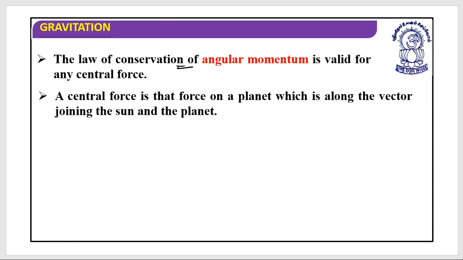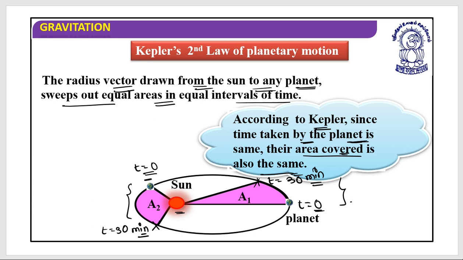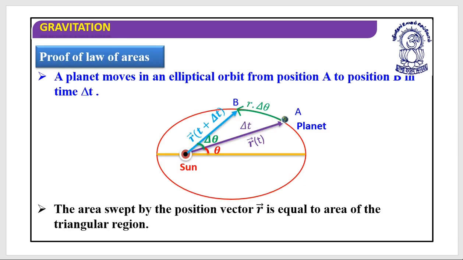The law of conservation of angular momentum is valid for any central force. When I say central force, I mean the force which acts from the center of the first body to the center of the other body. A central force is that force on a planet which is along the vector joining the sun and the planet. So it is just the statement that if the time taken by the planet is the same, the area covered should also be the same. Let's prove how this is possible.